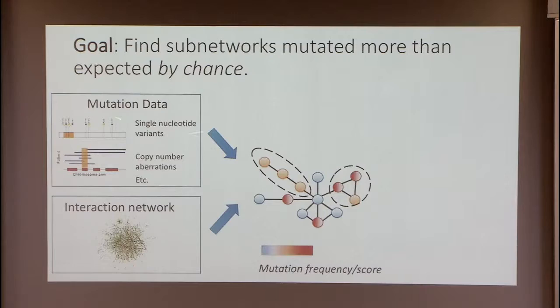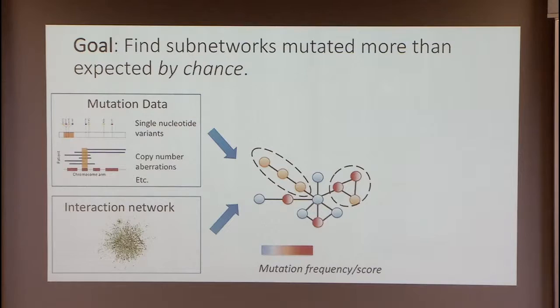Here it might be single nucleotide mutations in genes. We're given copy number aberrations. We've been given mutation data of various types. We're given some prior knowledge of interactions. This could be high throughput data. It could be your literature curated interactions. Choose your favorite representation of the human interaction network. And then how can you combine these things? How can you let the data lead you to the subnetworks that are mutated more than expected by chance?